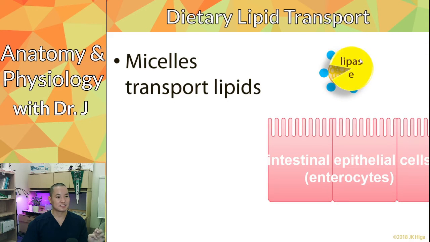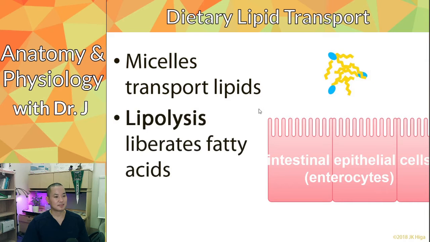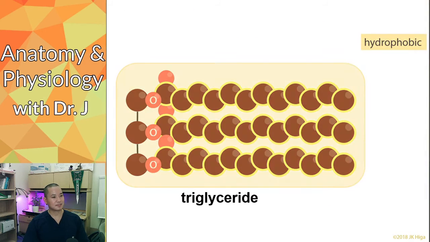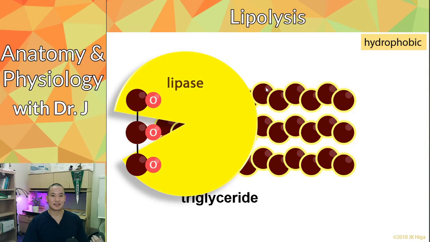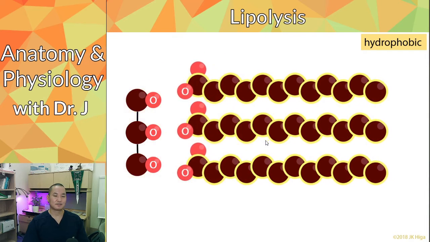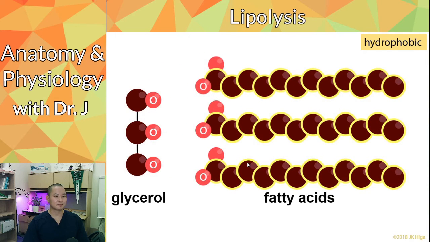And what's going to happen is that we have enzymes called lipase. So again, this E should be here. But lipase is going to break apart lipids or triglycerides into glycerol and fatty acids. What happens is that lipases do lipolysis, which liberates fatty acids from these micelles. Lipase is the enzyme that actually cleaves apart that triglyceride and frees up those fatty acids from the glycerol backbone.